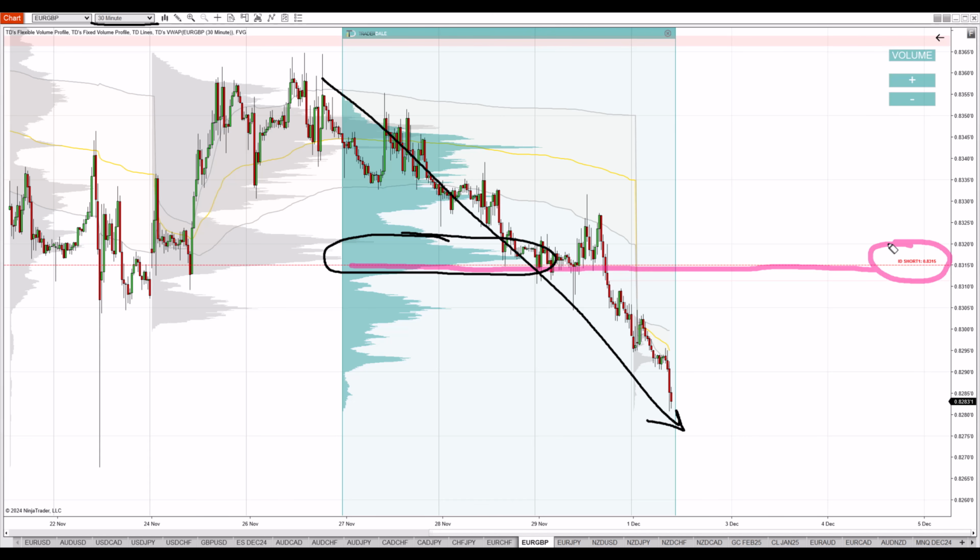The resistance is at 0.8315, and this heavy volume zone represents a place where sellers were active, adding to their short positions.